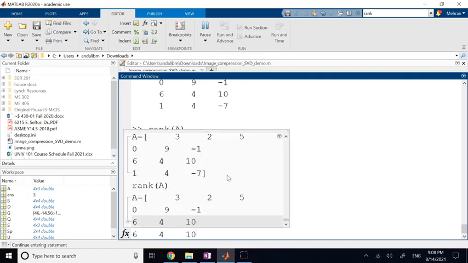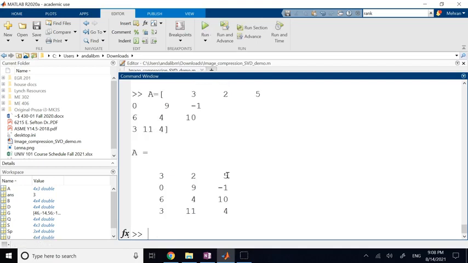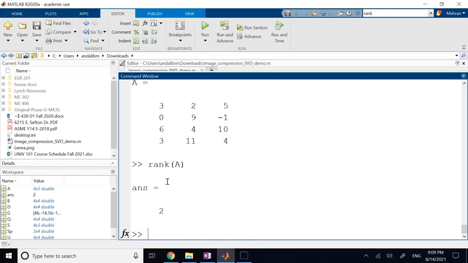This is good, but the last row, I make it to be, let's say, the 1st row plus the 2nd row. So now I make it 3, 11, and 4. Now, definitely the 4th row is also linearly dependent. So now rank of A should drop to 2. And you see it does.